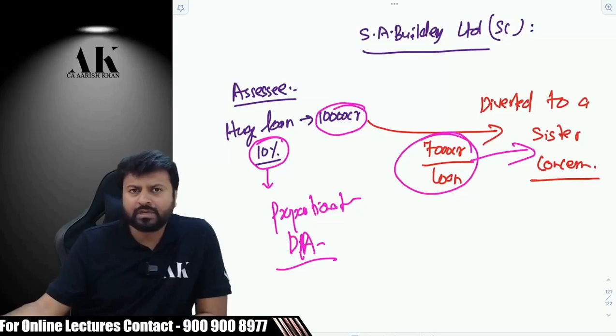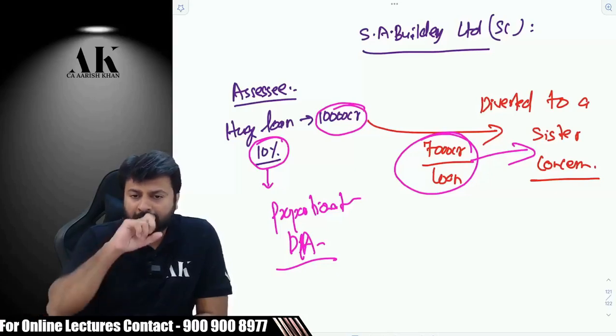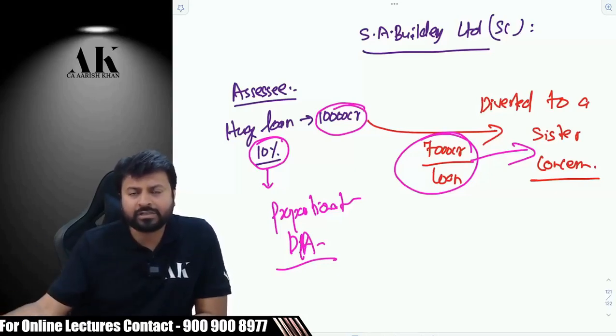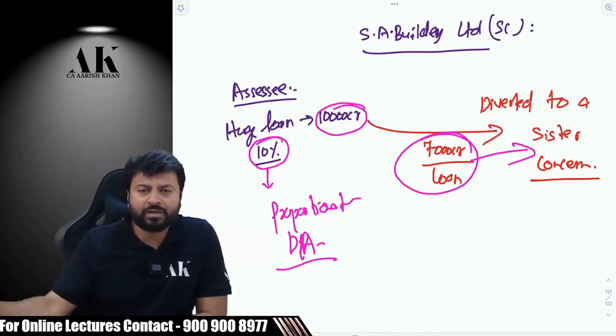So the Supreme Court came to a conclusion and said that every diversion of funds to a sister concern is not tax evasion. You have to look into the facts and circumstances of every case. If the diversion is done to a sister concern and the sister concern is using that money for the purpose of business and profession, then it shall be allowed to the assessee. And if the diversion of funds is done to the sister concern and the sister concern is using it for personal benefits, maybe for the benefit of the directors or the promoters, then it should not be allowed as a deduction.